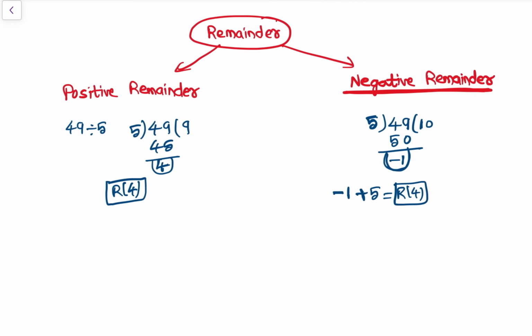Let's understand it with examples. So that is with respect to positive remainder and negative remainder. Negative remainder is not really a thing. Overall, in the end the positive remainder is the same that comes, but to make our calculations easy we can use the negative remainder concept. Let's understand.